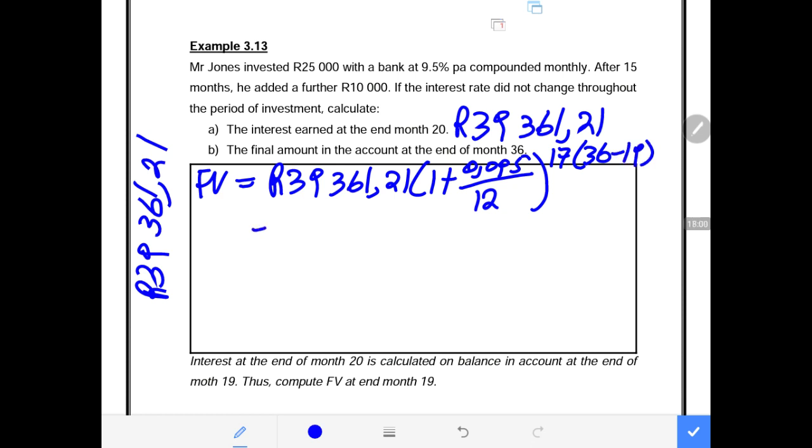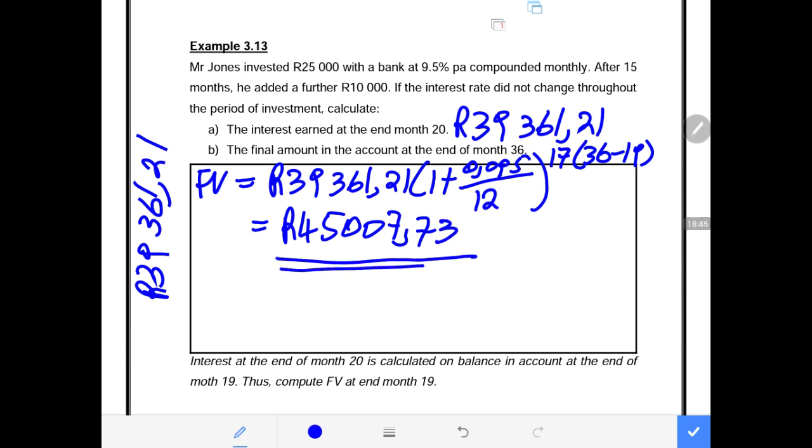So now let us look at the future value of this investment at the end of month 36. Then you say it will be 39,361.21, open brackets 1 plus 0.095 divided by 12, close brackets, to the power of 17 months. So now this will give us the future value as 45,007 rand 73 cents. So now this will be our final amount in the balance.